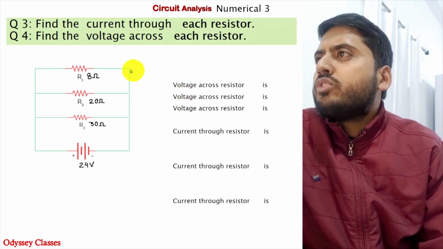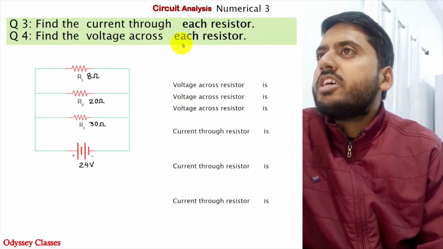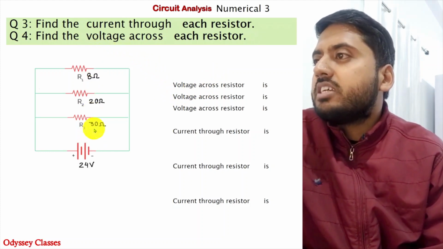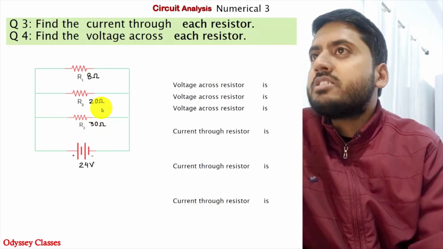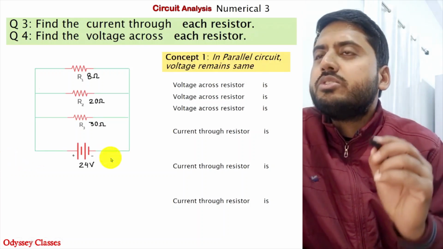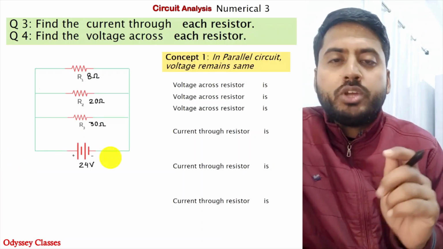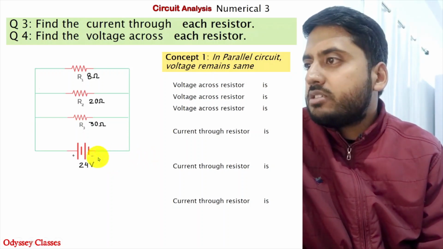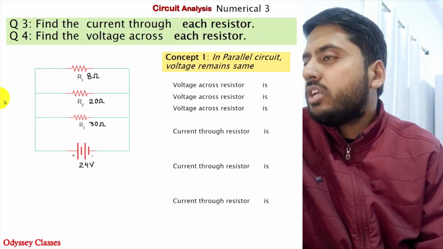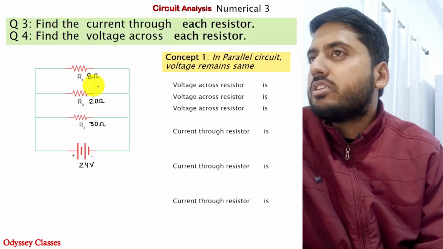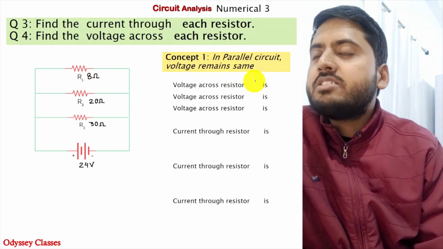So the first question is to find voltage across each resistor. You remember, in case of a parallel circuit, the concept is that the voltage across each resistor remains the same. We do not have to do any calculation. Whatever is the voltage supplied here by the source, the same voltage is also supplied across each resistor. So let me start writing the answer here.